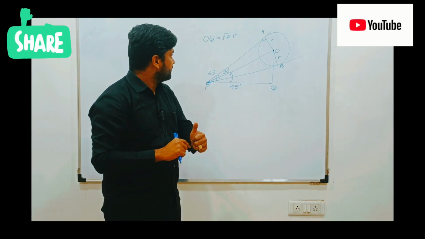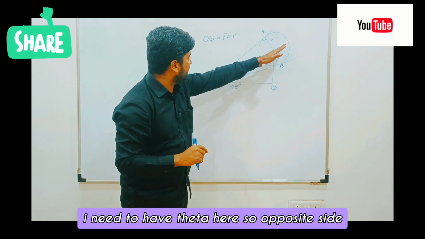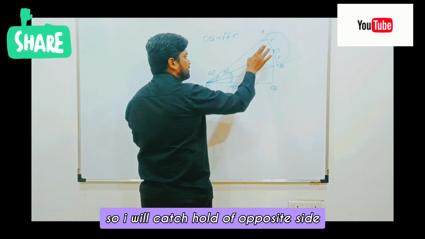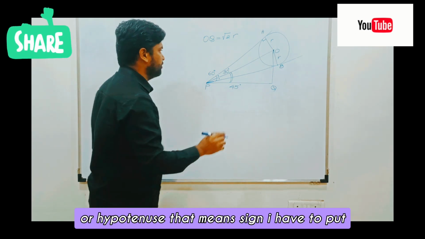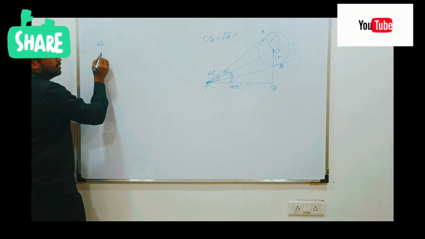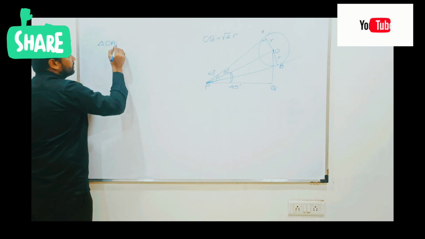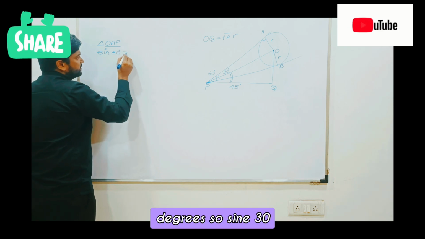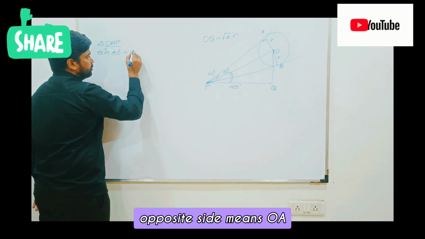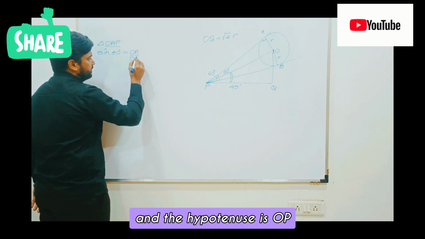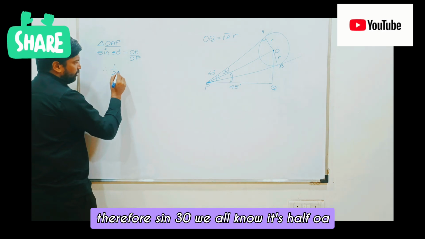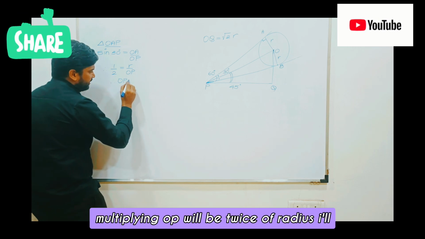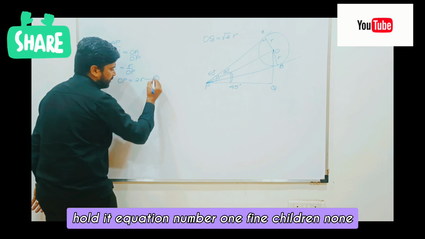So I'll definitely use, I need to have theta here, so opposite side, and the hypotenuse OP, which I'll be using for the next triangle. So on that basis I will catch hold of opposite side over hypotenuse. That means sine I have to put. So first let us take the triangle OAP, and I'll use sine of 30 degrees. So sine 30, opposite side means OA, and the hypotenuse is OP. Therefore, sine 30 we all know it's half, OA is the radius, divided by OP. So just cross multiplying, OP will be twice the radius. I'll hold it as equation number 1.